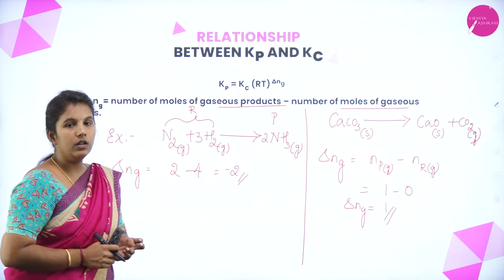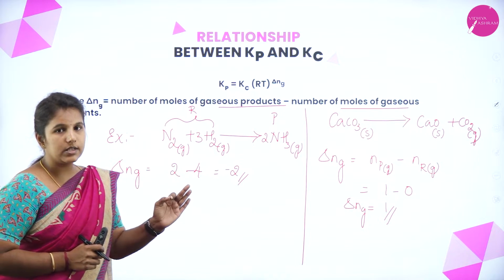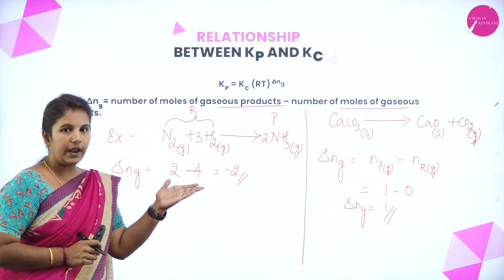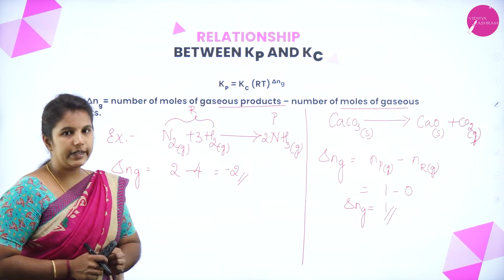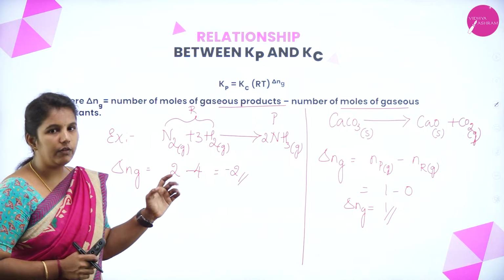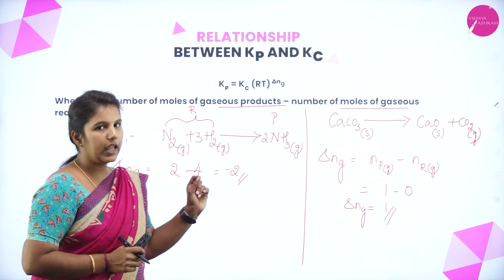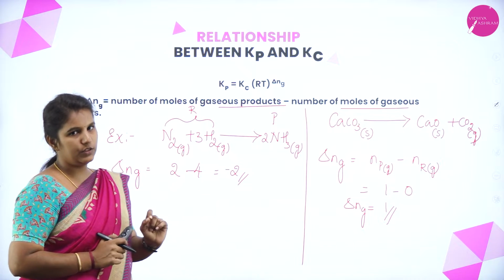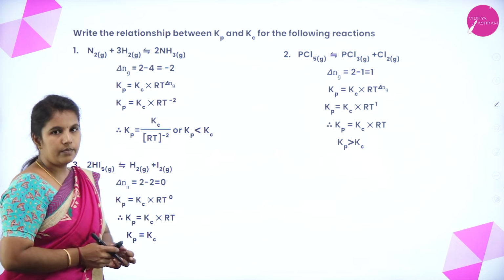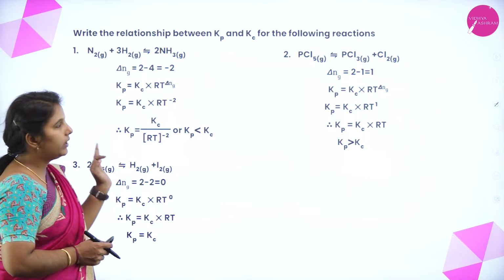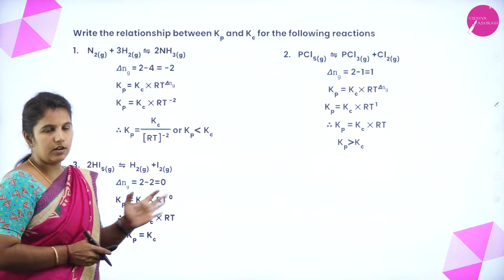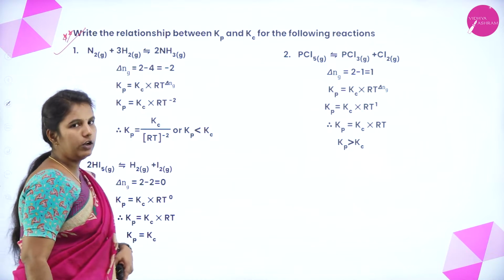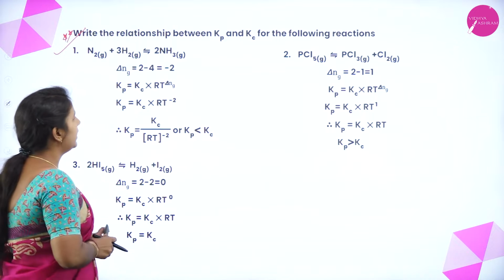This is how only the gaseous molecules will be considered, on the reactant side as well as on the product side, and then you subtract and you will get the value of delta Ng. And this is the relationship between Kp and Kc, that is Kp is equal to Kc into RT to the power delta Ng. Now let us see how to write the relationship between Kp and Kc for the following reaction. It is very important from the examination point of view. It can be asked for 2 to 3 marks. So we'll take up one example.